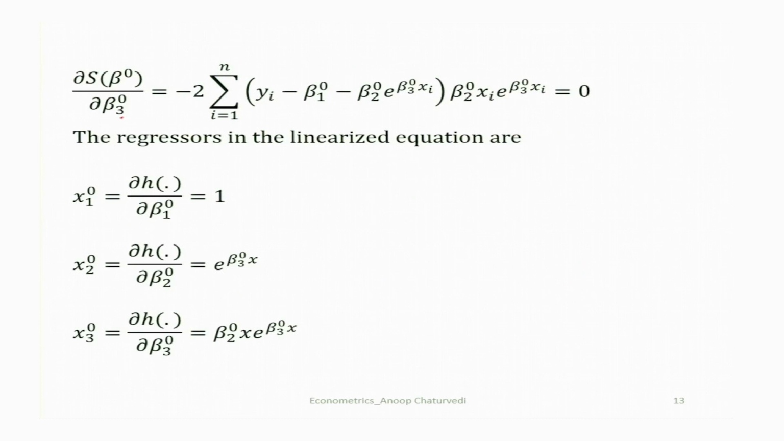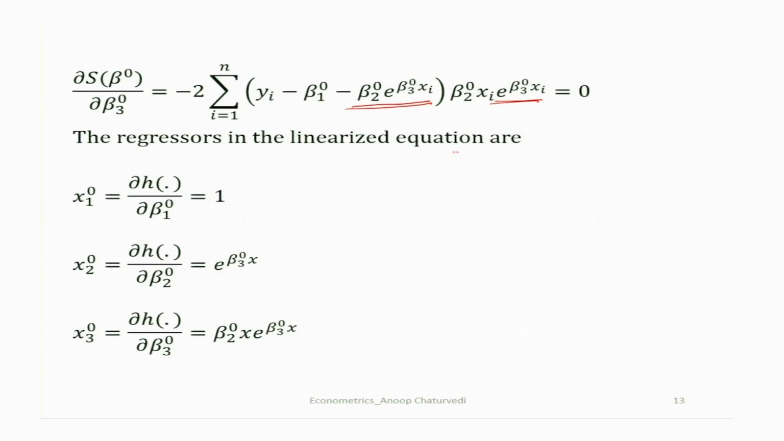Similarly, if we differentiate with respect to beta 3 naught, then we get del over del beta 3 naught S beta naught equal to minus 2 times summation y i minus beta 1 naught minus beta 2 naught e to the power beta 3 naught x i into, now we differentiate this term with respect to beta 3 naught. So, we get beta 2 naught into, you differentiate this part. So, you get x i and then e to the power beta 3 naught x i you get here, and then we write it equal to 0.